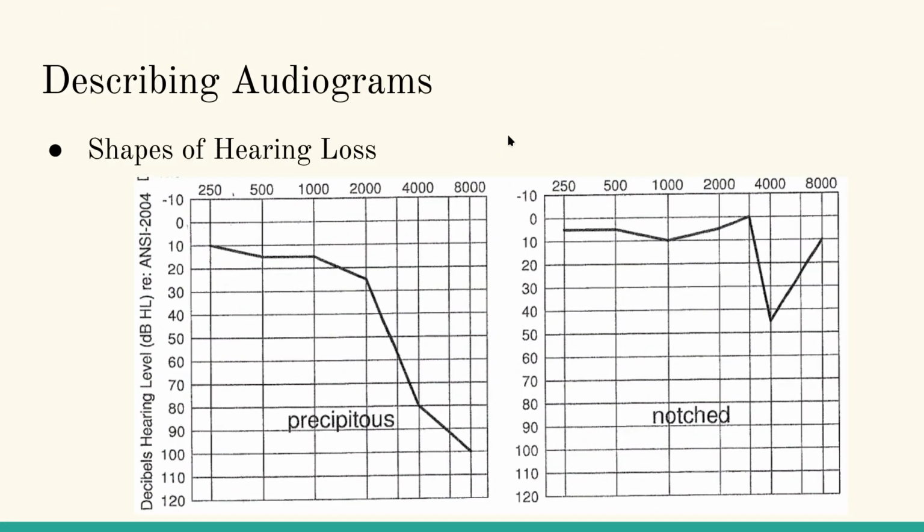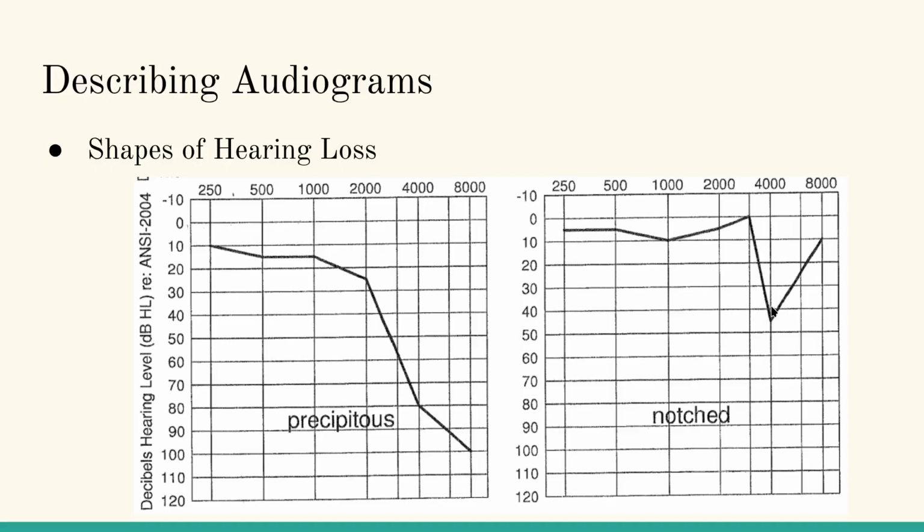Here's a precipitously sloping hearing loss. Let's see what kind of drop we have with this precipitously sloping hearing loss. Going from 25 dB at 250 down to 80 dB at 4000. This is greater than 40 dB per octave in this one frequency range. So that is correct to call that a precipitously sloping audiogram, where you have a single drop that's greater than 40 dB per octave.